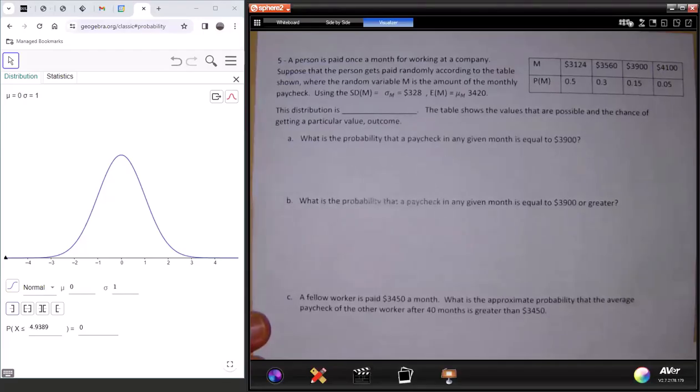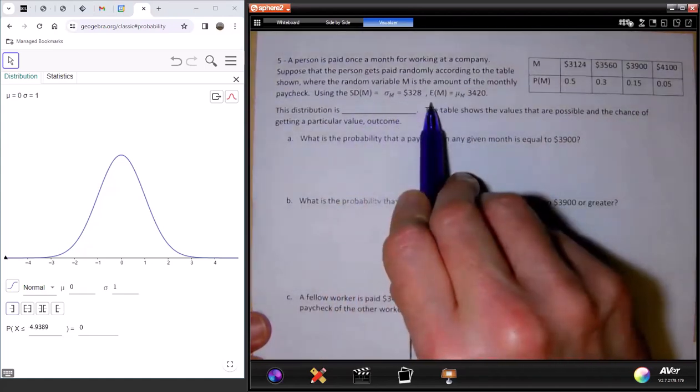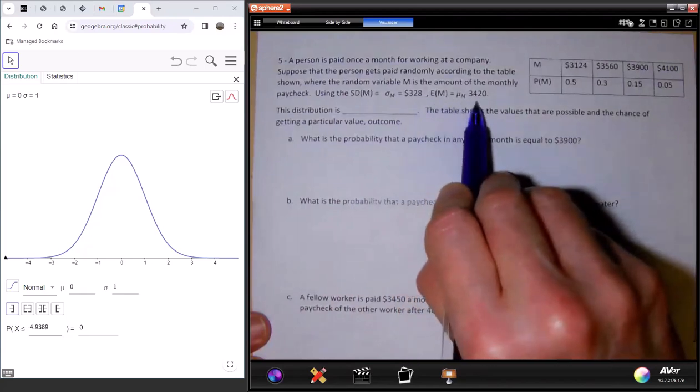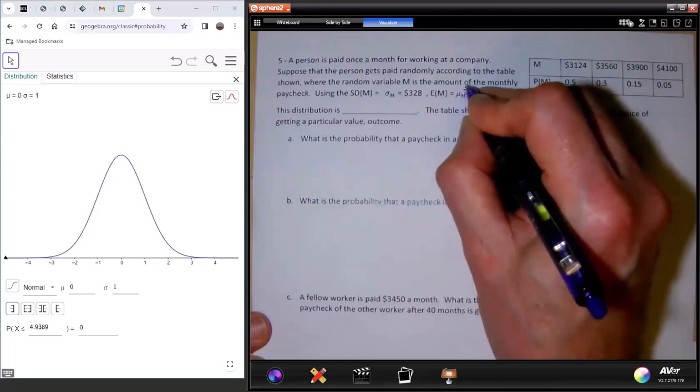We're going to do one more example. A person is paid once a month for working at a company. Suppose that the person gets paid randomly, according to the table shown, with a random variable m being the amount of the monthly paycheck. Using the standard SDM of 322, the mean is 3,420. These are all in dollars, by the way. There should be an equal sign here.